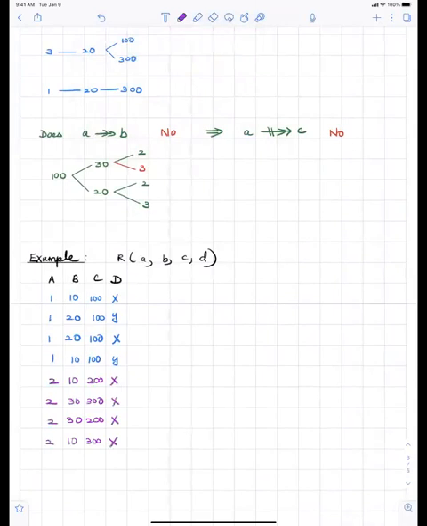It's almost 10 o'clock, so I'll continue with this example in the next class. I wanted to ask you whether, let's say, we can look at this and see, does A multi-value determine B? Does A multi-value determine C? D? Does A multi-value determine CD? Or B multi-value? So we can look at different cases.